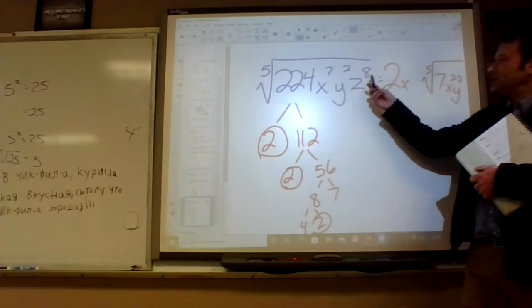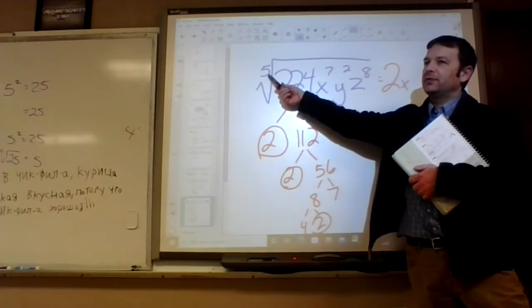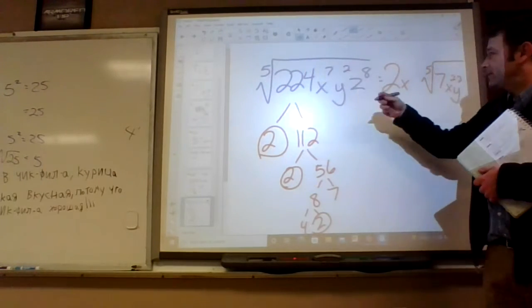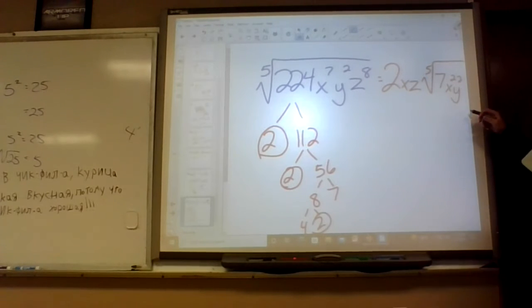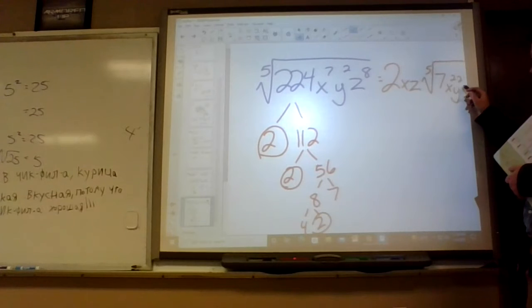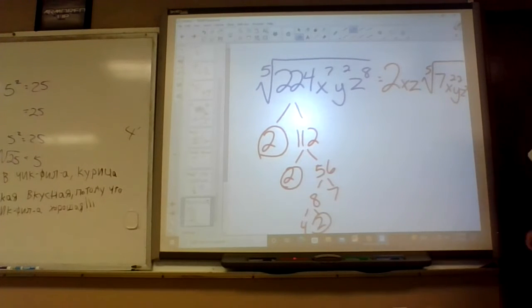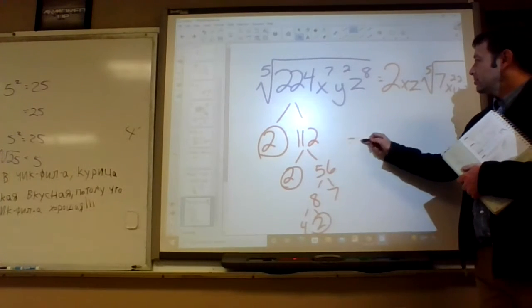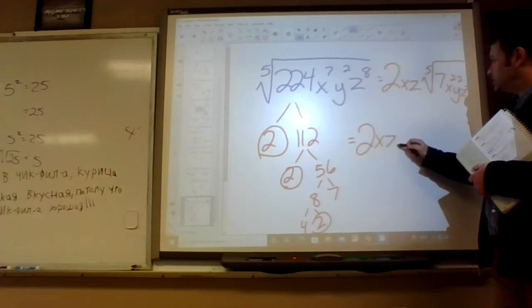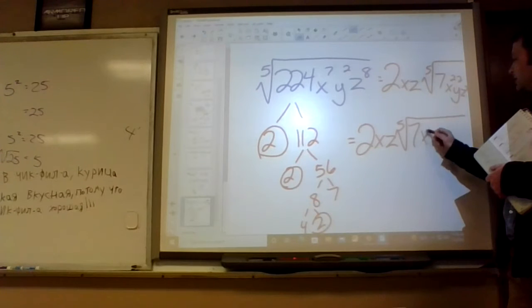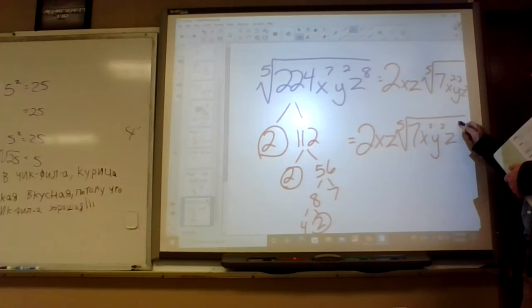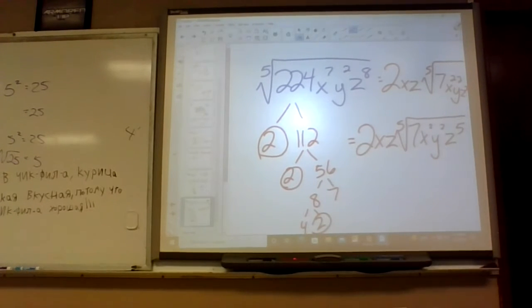Okay, but for the z's, what's 8 divided by 5? 1 with the remainder of 3. So it's z to the 1, or just z. And then the remainder of 3 means z cubed is going to go. Is that legible? Probably not. I'll rewrite it. 2xz, fifth root of 7, x squared, y squared, or third, sorry.